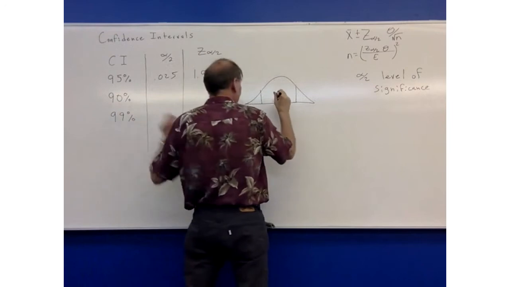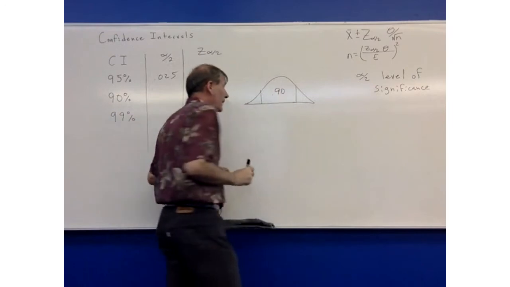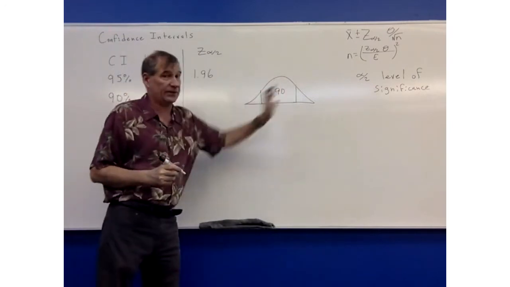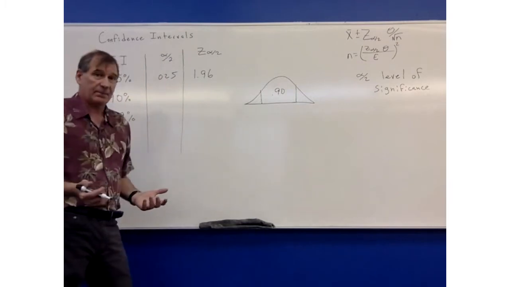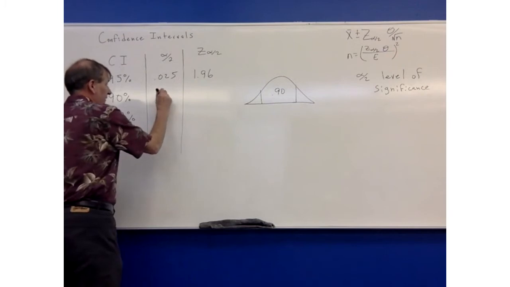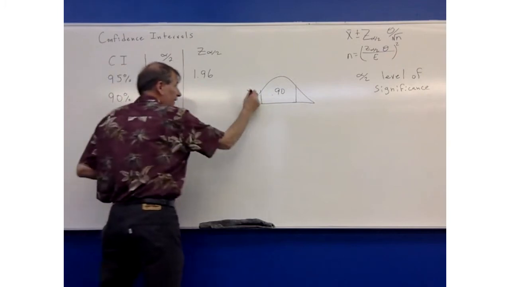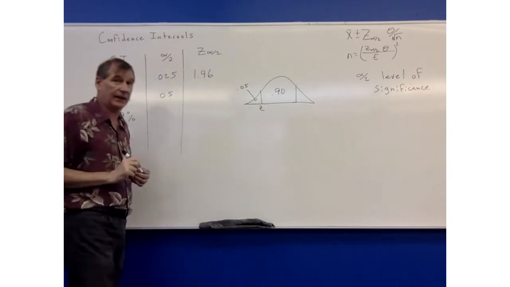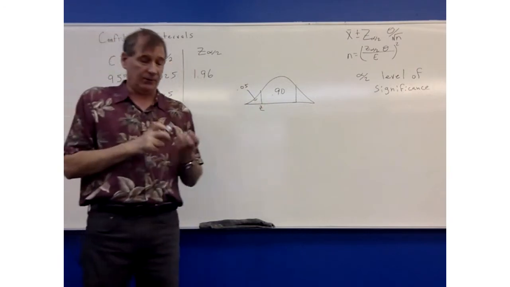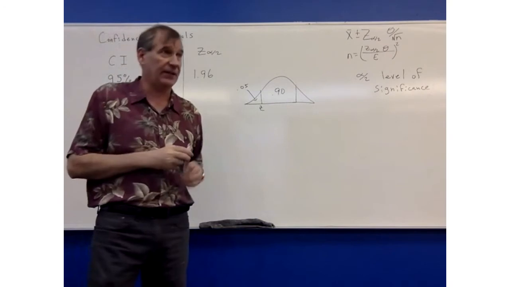So what do I have? 90. So there's 0.90. So how much area is in the two tails together? Together, there's 10%. Half of that is 5%. So we're going to look up 0.05 and try to find that value right there. So please look in your table. I'll give you a little bit of time to do that.